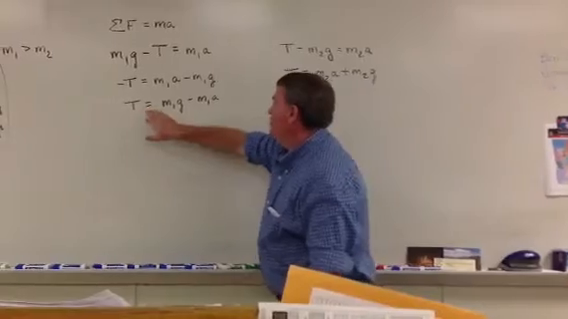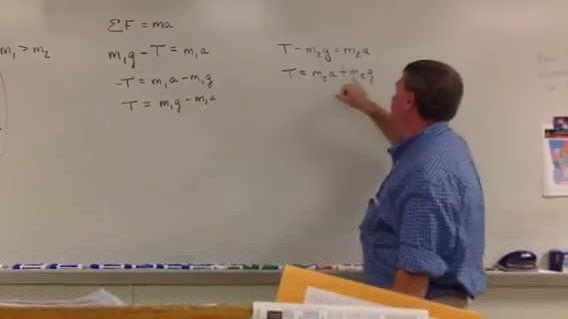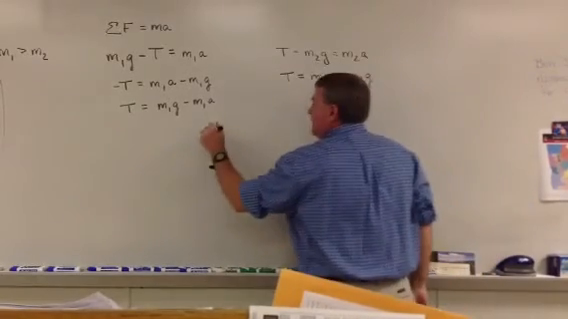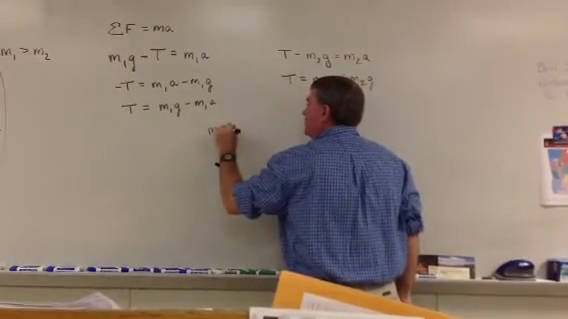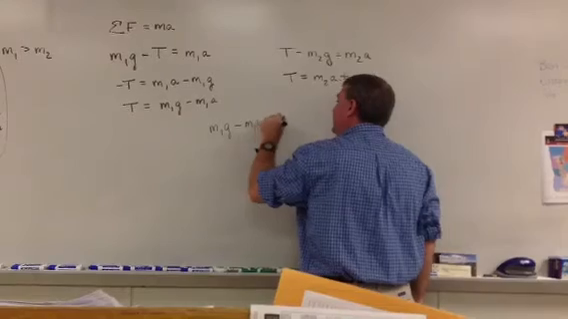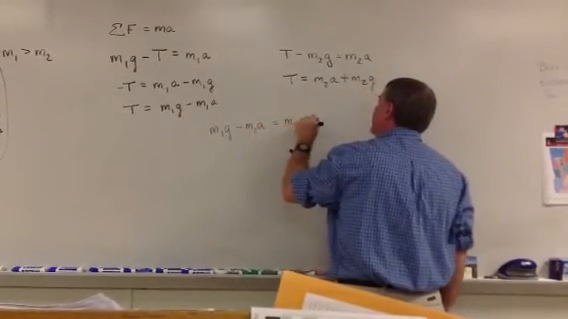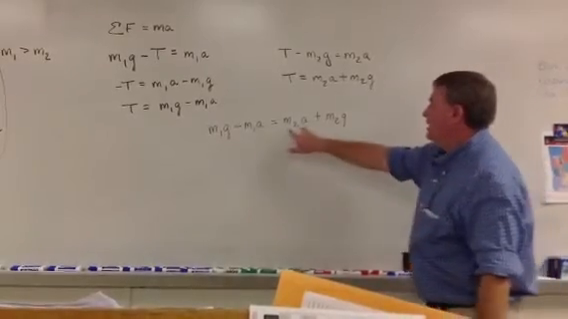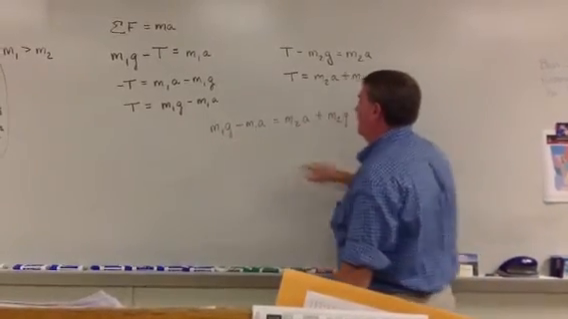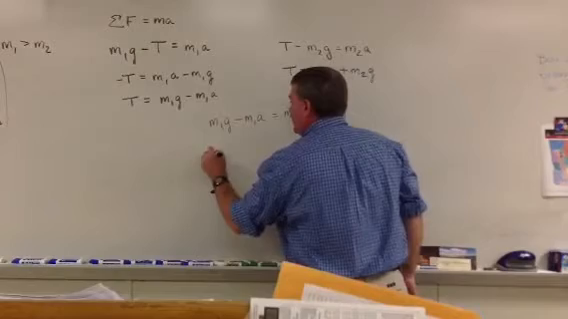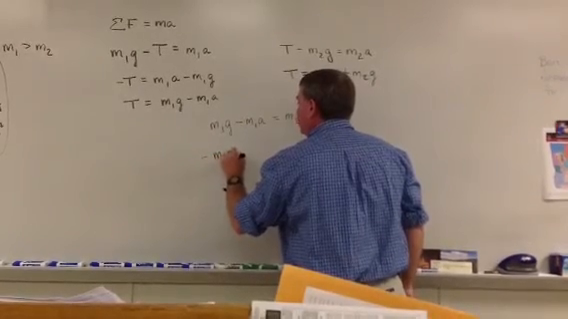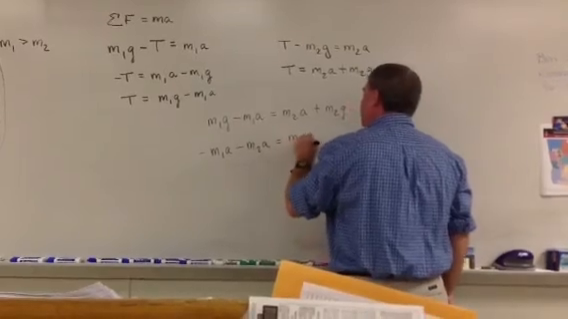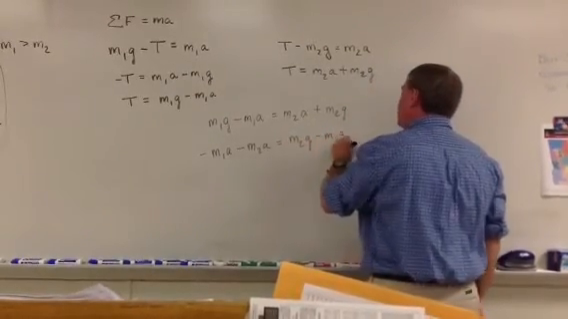Now, if tension is equal to this, and tension is also equal to this, then this must be equal to this. So mass 1 times gravity minus M1A is equal to mass 2A plus mass 2G. We're going to get acceleration on the same side, move gravity to the other side. So negative M1A minus M2A is equal to M2G minus M1G.